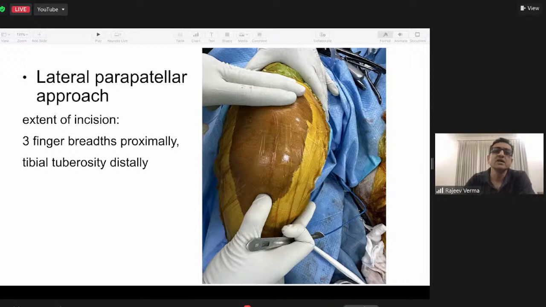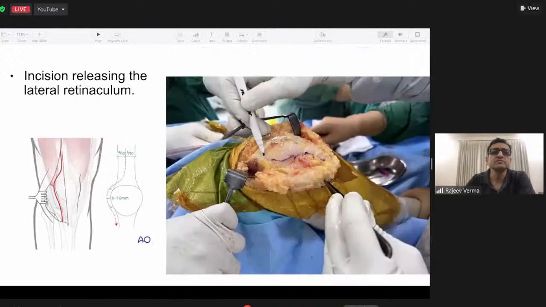the cases. So I normally use a lateral parapatellar approach, which I was trained while working in the UK. And we had a lot of Asian patients in Bradford where our consultants used to do a lateral parapatellar approach. So I normally take around 3 to 4 finger breadths above the patella and up to the tibial tuberosity distally. But we can increase the incision as we like, or if the deformity is severe, we can increase it.